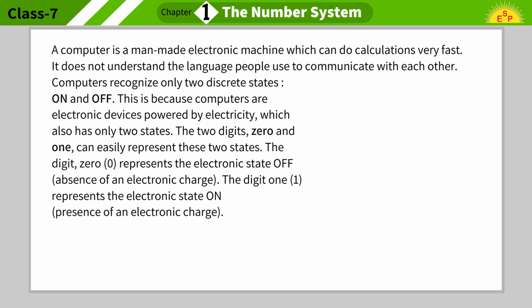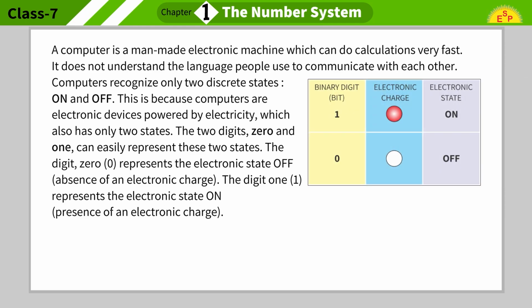A computer is a man-made electronic machine which can do calculations very fast. It does not understand the language people use to communicate with each other. Computers recognize only two discrete states, on and off. This is because computers are electronic devices powered by electricity, which also has only two states. The two digits, 0 and 1, can easily represent these two states.